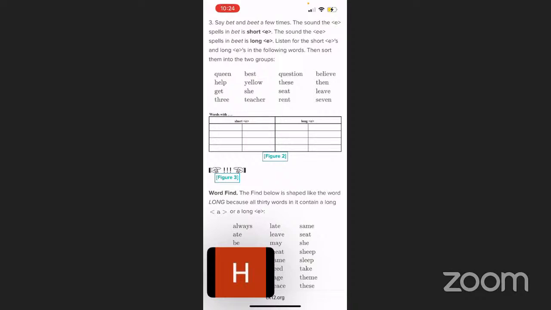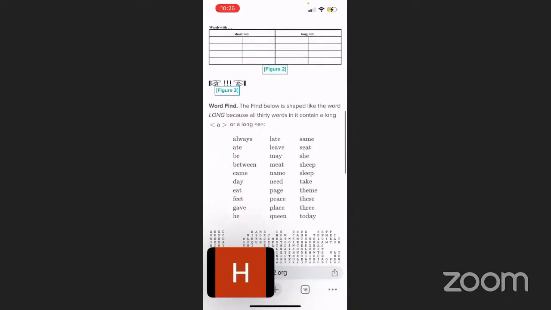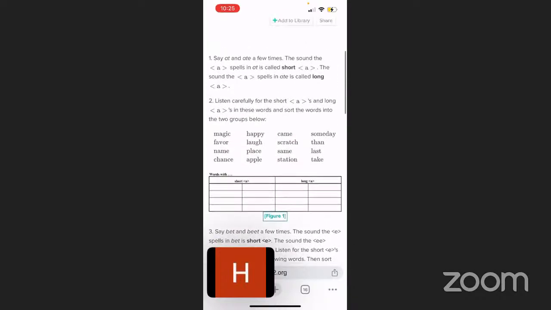And then teacher, short. Question, short. These, long. Yes. Seat, long. Rent, short. Believe, long. Then, short. Leave, long. Good, good, okay.